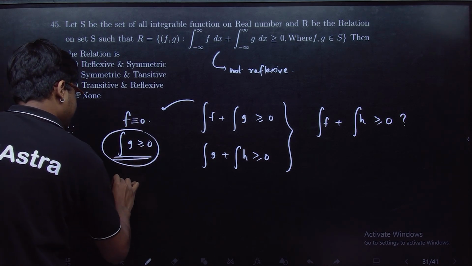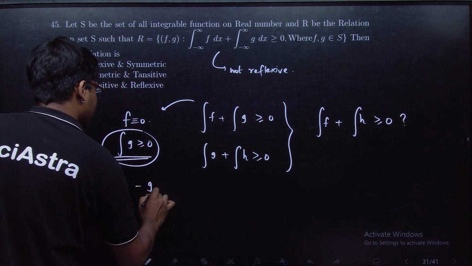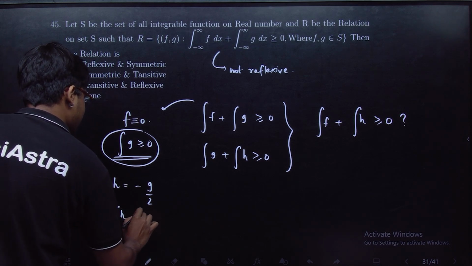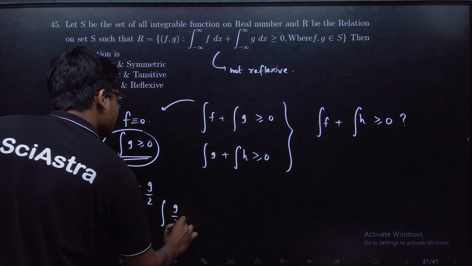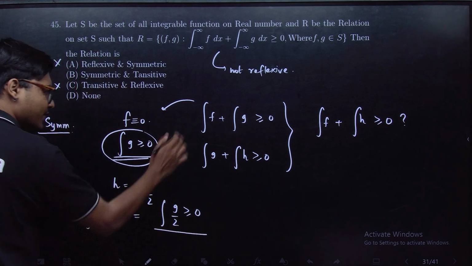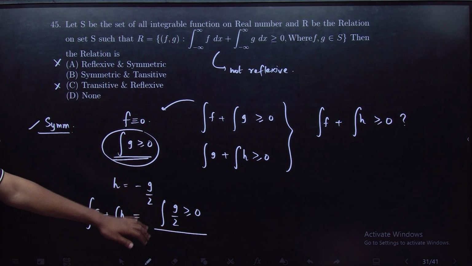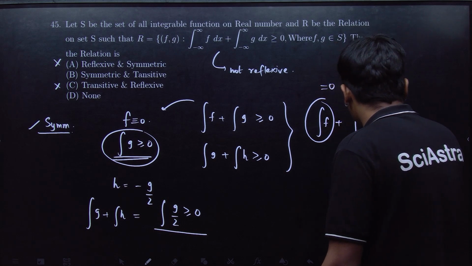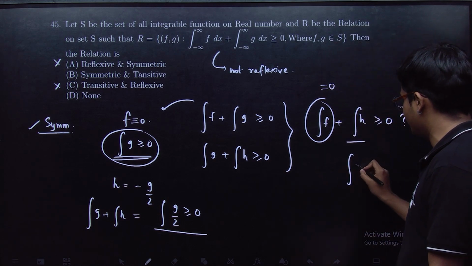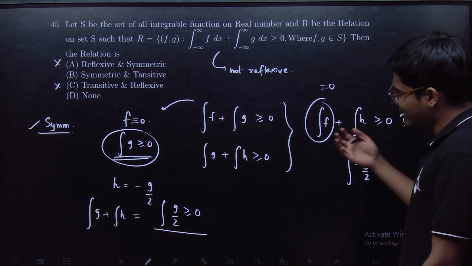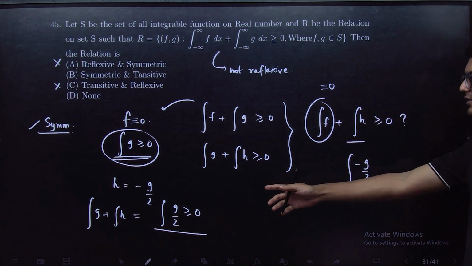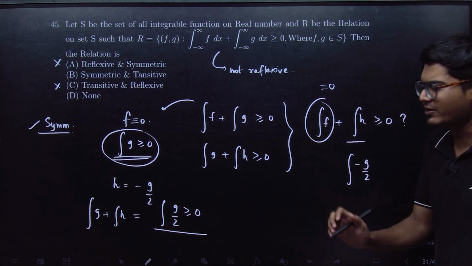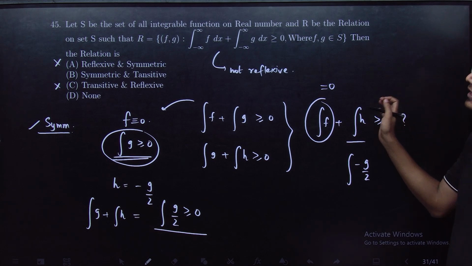Now consider h to be minus g by 2. So this overall integral g plus h, which is the second statement, is basically integral of g by 2, which is again going to be greater than or equal to 0. So 1 and 2 are satisfied with this construction. But if I come to the third one, this quantity is 0, and I've assumed that integral of h is just minus of g by 2. But the integral of g by 2 is positive, which means integral of minus g by 2 should be less than or equal to 0. And as long as it's not equal to 0, this condition won't be satisfied. So it can't be transitive.